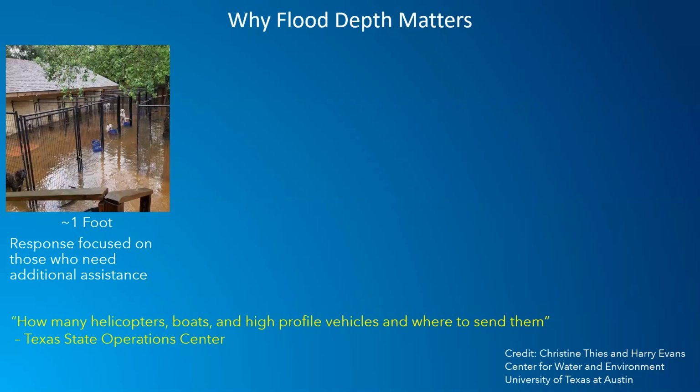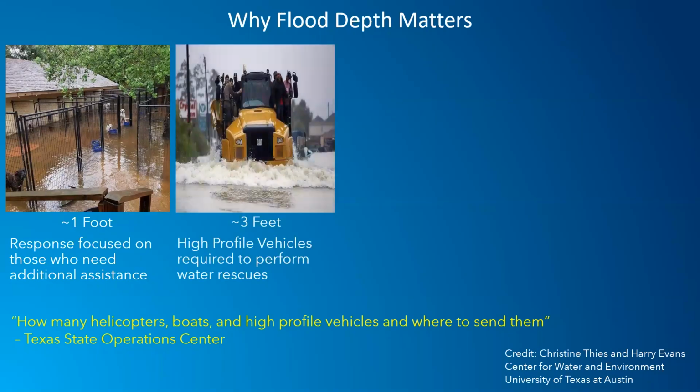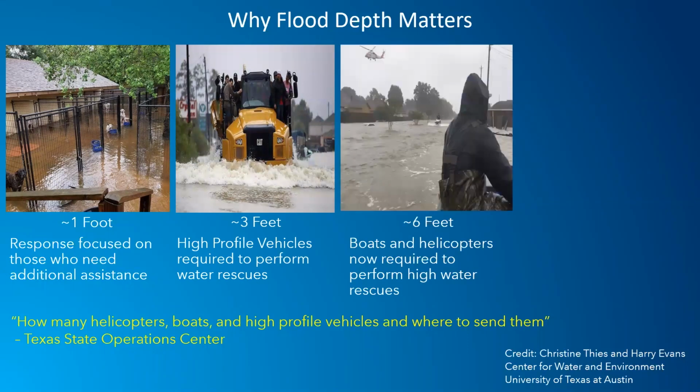This series of pictures here from our friends down in Austin help illustrate why flood depth matters. So in this picture on the left here, you can see that at 1 foot, the response can be focused on just those people who need additional assistance, like these pets or pet owners, or maybe some special needs people. So it's relatively unimpactful. But at 3 feet, we need now to get high-profile vehicles to start extracting people from those flood areas. At 6 feet, we need boats and helicopters, so it's much more expensive to extract people from the high water areas, and it's much more risky.